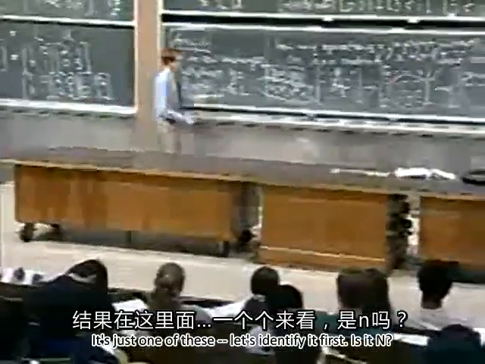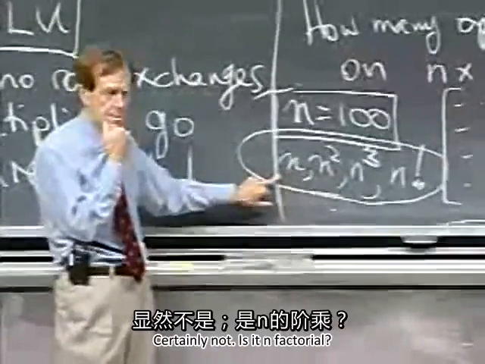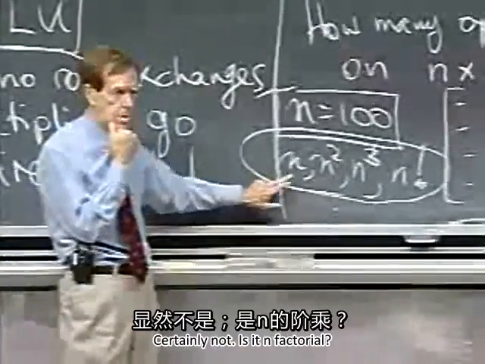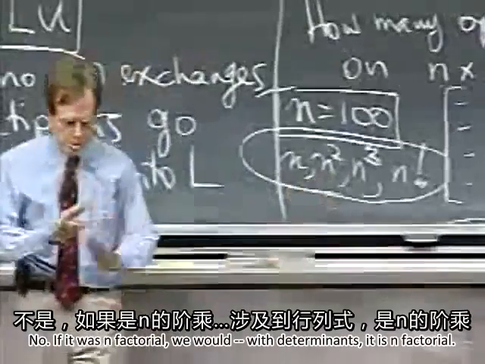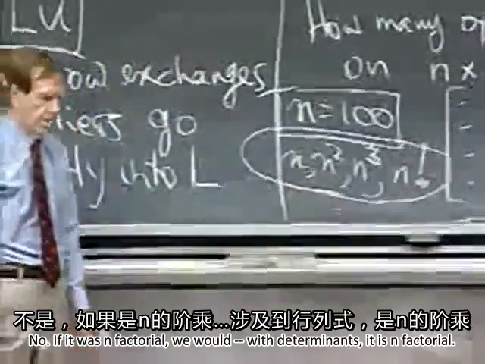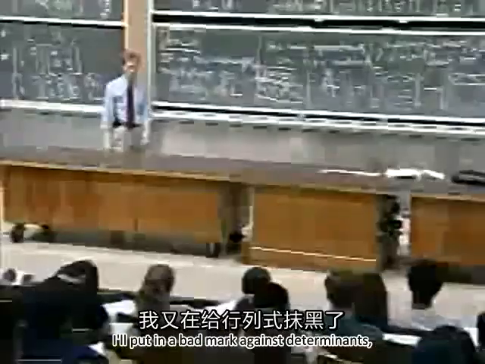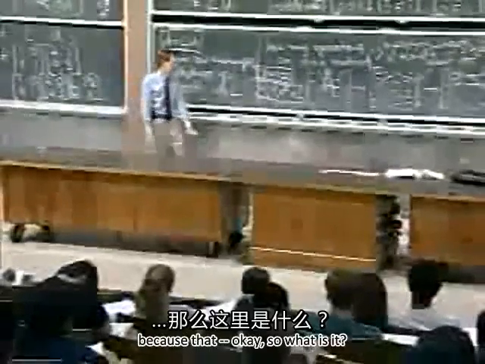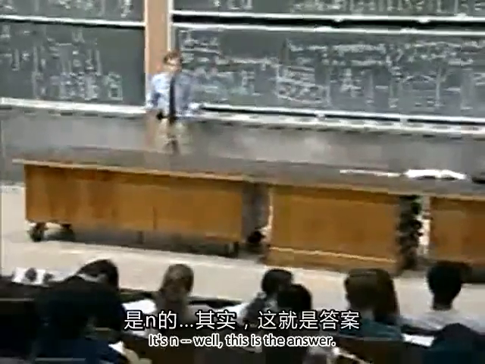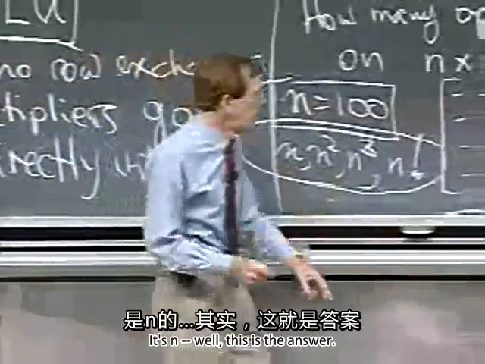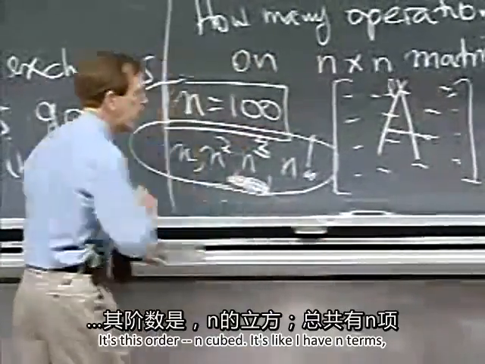It's one of these, so let's identify it first. Is it n? Certainly not. Is it n factorial? No. If it was n factorial, with determinants it is n factorial. I'll put in a bad mark against determinants. Okay, so what is it? This is the answer. It's this order, n cubed.